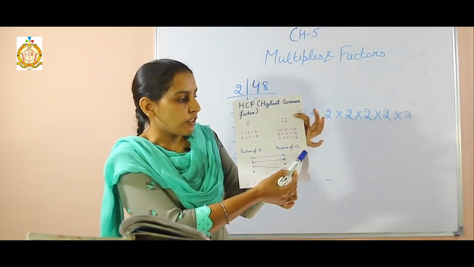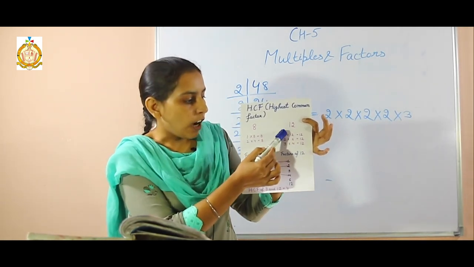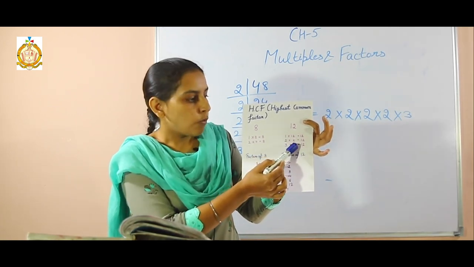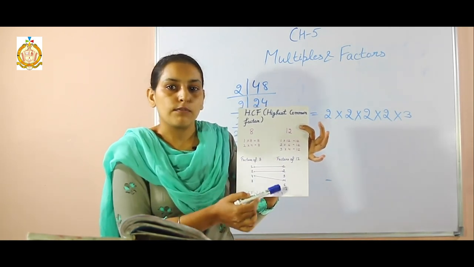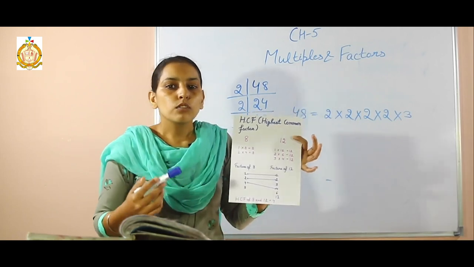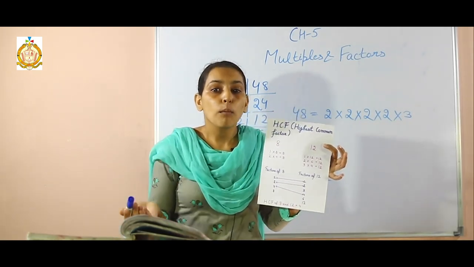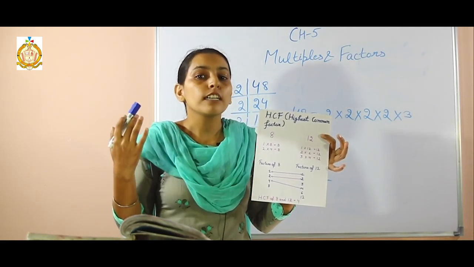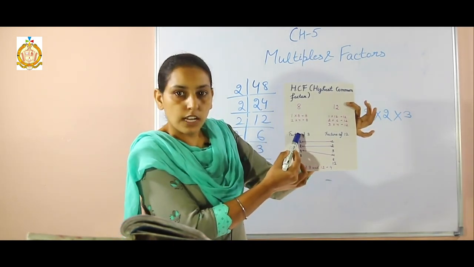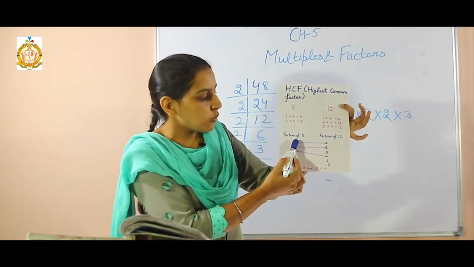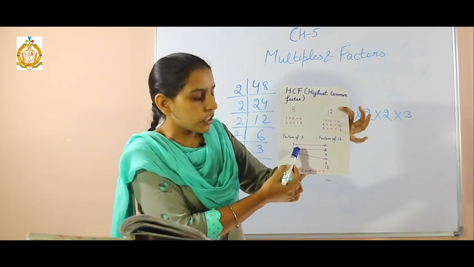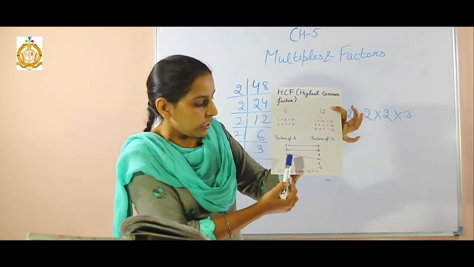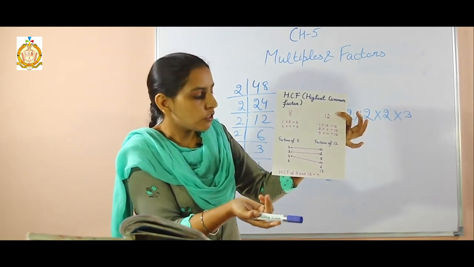Students, what are the factors of 12? 1, 2, 3, 4, 6 and 12 are the factors of 12. Students, here you have to find out the common factor. But how can we find the common factor? 1 is common to 1, 2 is common to 2, 4 is common to 4. 8 is not common to anyone, so no need to write.